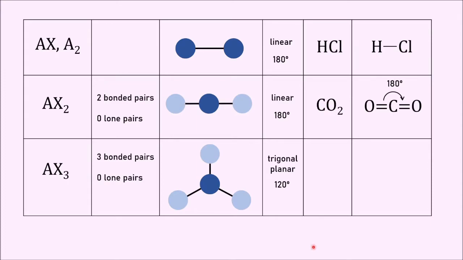Why is it trigonal? Quite simply, if you have a look here, we can form a triangle like this, and that's why we call it trigonal. An example would be BF3, boron trifluoride, and we represent the geometry quite simply like this. Always remember to label the bond angle as well.